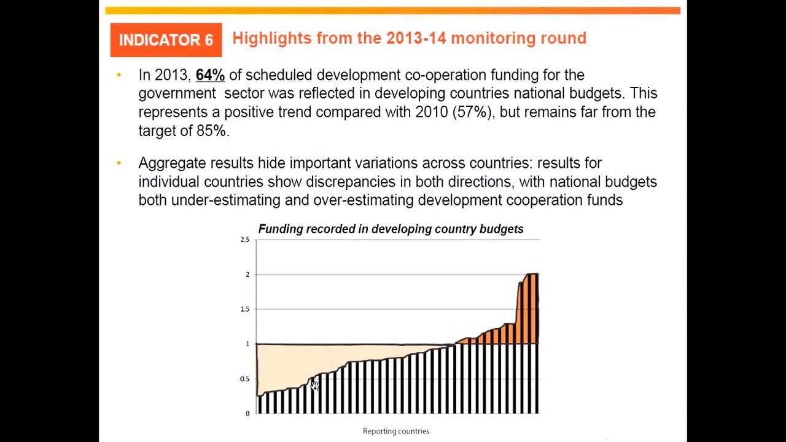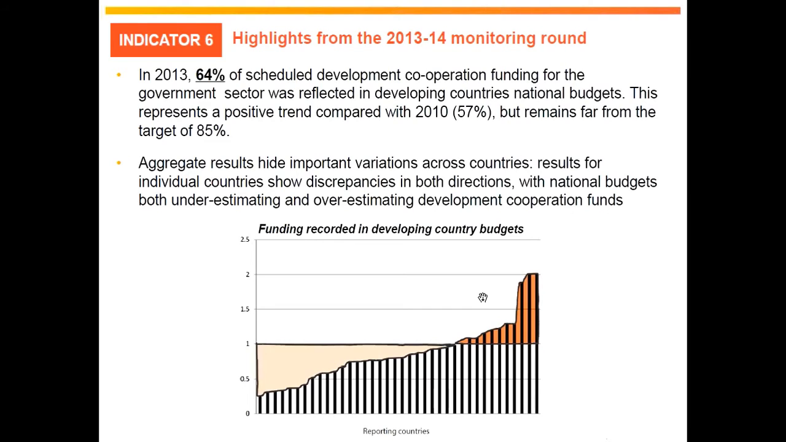Okay? So we can look at what was reported for the first monitoring round, also for Indicator 6. We had that 64% of all development cooperation funding for the government sector was included in national budgets. This was an improvement from the previous survey for monitoring the Paris Declaration of 57%, but is still far from the target.